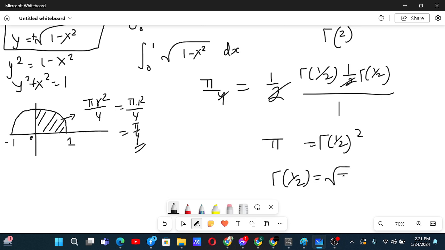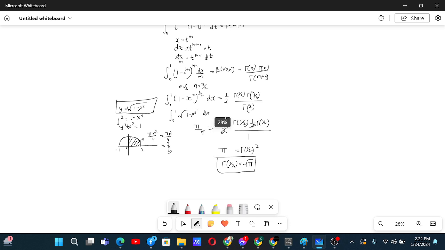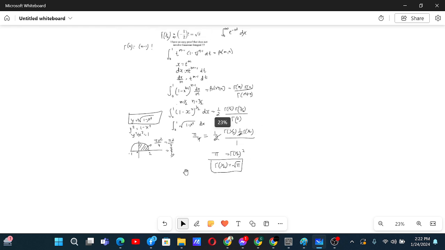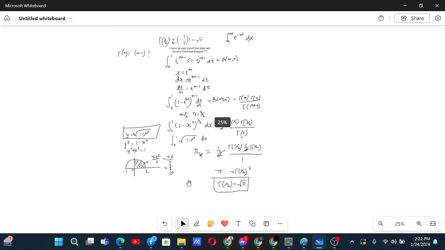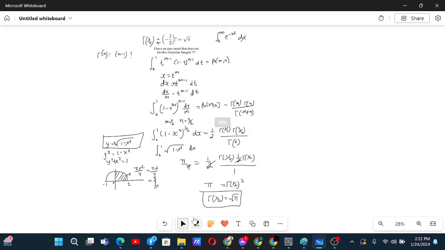root pi. So this is a beautiful derivation of the gamma 1 by 2 value using the beta function, and using just the fact that the area of a circle is pi r squared, nothing more than that, unlike going to the Gaussian integral and then using polar coordinates, nothing of such stuff. And this was in fact a beautiful proof.